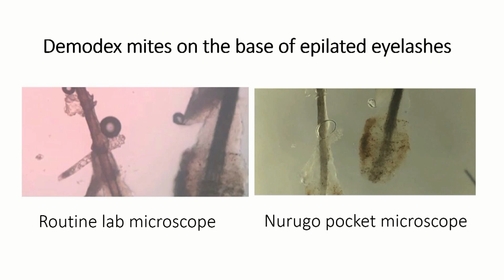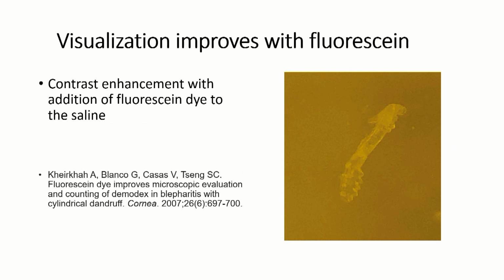So we were able to demonstrate the presence of these mites with the pocket microscope, although the details were not as clear as a routine lab microscope. However, we found, as has been previously described by Hyphae et al., that addition of a drop of fluorescein dye to the saline results in contrast enhancement and better visualization and capturing of the images of these mites.